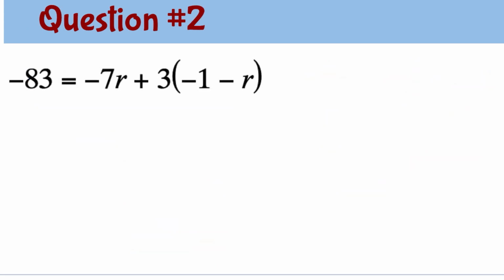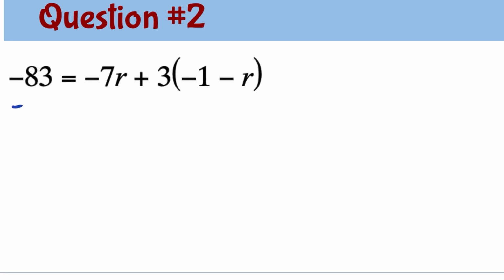Question number 2. Negative 83 is equal to negative 7r plus 3 times the quantity negative 1 minus r. In this problem, we need to simplify first the right side of the equation by doing the distributive property and then combining like terms. So this is negative 83 is equal to negative 7r plus, now we need to distribute 3 to the quantity negative 1 minus r. So that is plus negative 3.